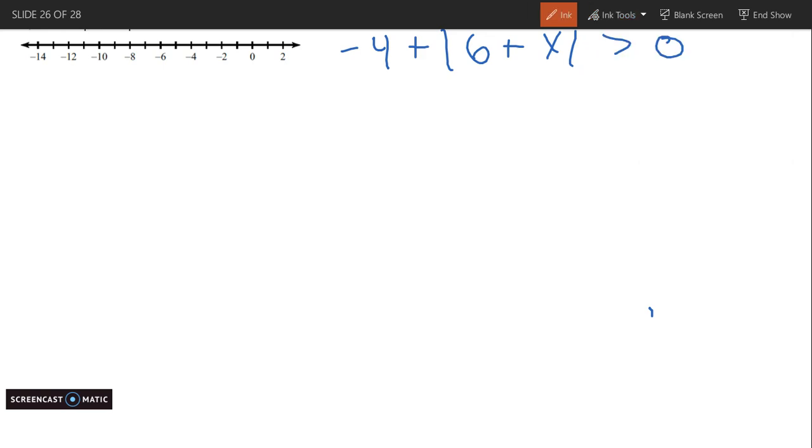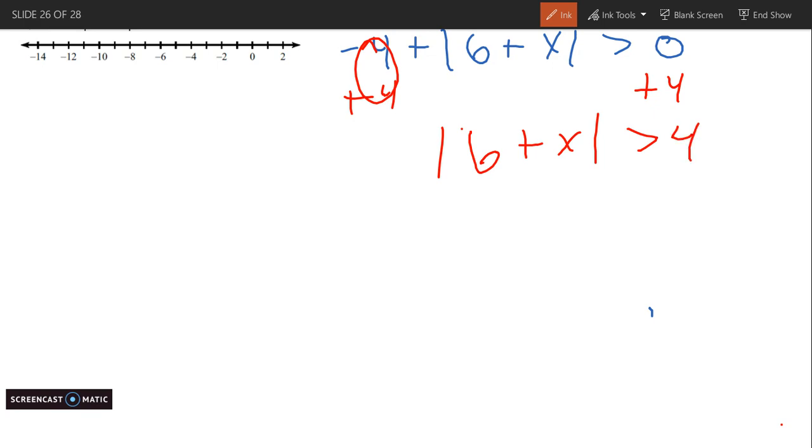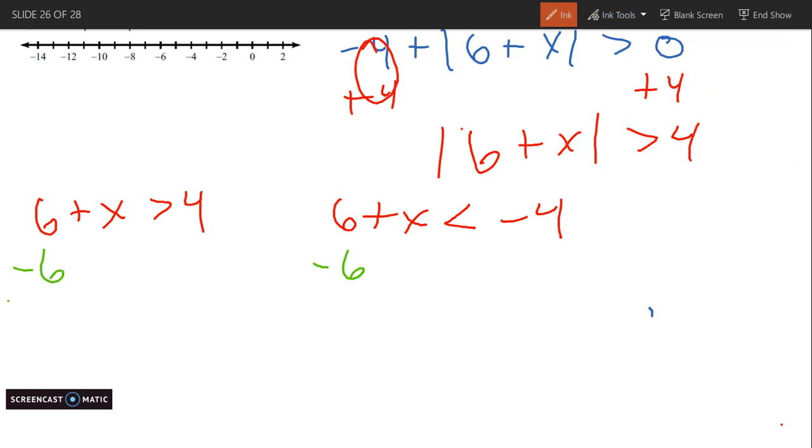The absolute value has got to be by itself. So we're going to undo this minus 4 with the plus 4, so that we can get 0 there. That gives us absolute value of 6 plus x greater than 4. Now you can set up two inequalities because your absolute value is by itself. 6 plus x greater than 4. 6 plus x less than negative 4. Flip it, make it negative. To undo addition, we're going to subtract 6 on both sides.